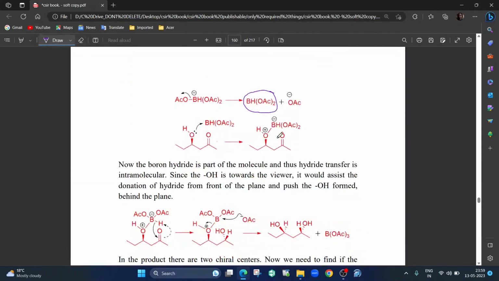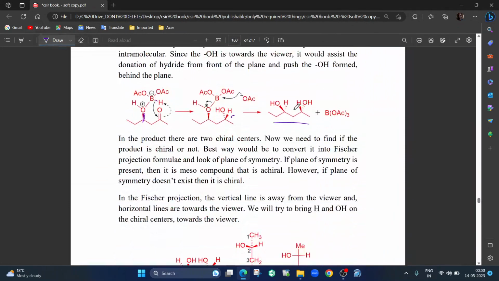Now once this attacks, again boron gets a negative charge, and as I said, because boron has a negative charge, all the bonds from boron are nucleophilic in nature, and therefore this goes and attacks. So please understand, this OH was towards the viewer, so of course this boron is also towards the viewer, and this BH bond attacks from the front, and this oxygen is pushed behind and picks up a proton. Therefore you have hydrogen in front and OH behind, and here of course OH is in front, and you get something like this. Now how do we know it is chiral or achiral?